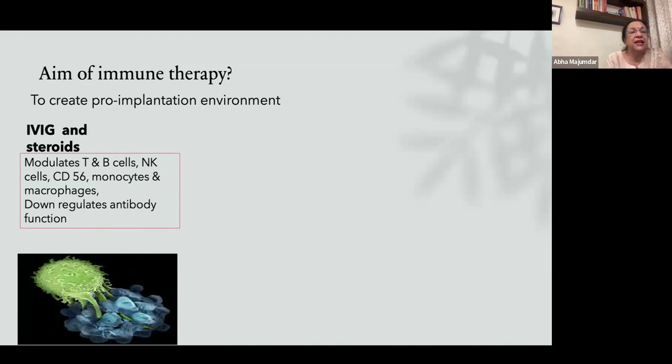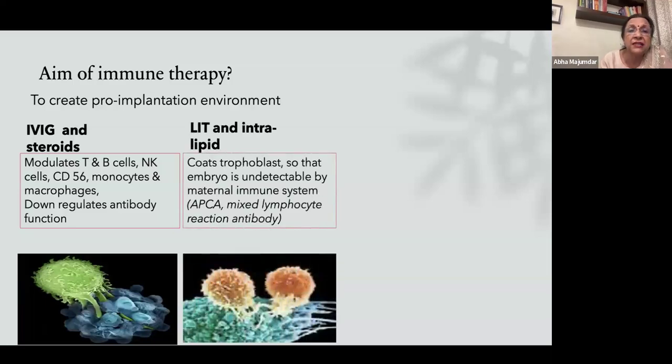It will down-regulate antibody function, like we do give steroids for everything. If there's an allergic reaction, there is an antigen-antibody reaction. To reduce the reaction, we give steroids and IVIG both for this. So this is what they do. We use LIT and intralipid in the hope that intralipid as well as lymphocyte immune therapy will coat the trophoblast so that the embryo is undetected by the maternal immune system. It just coats, and the embryo comes and sits as a foreign body, but the body is not recognizing it.